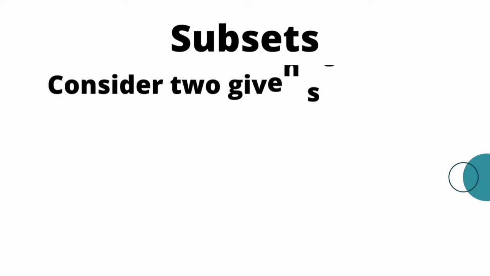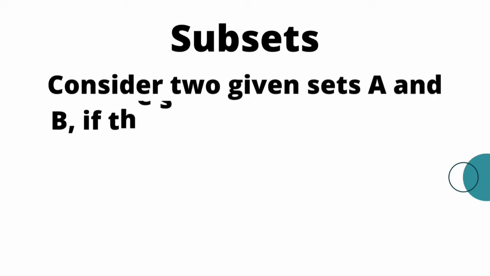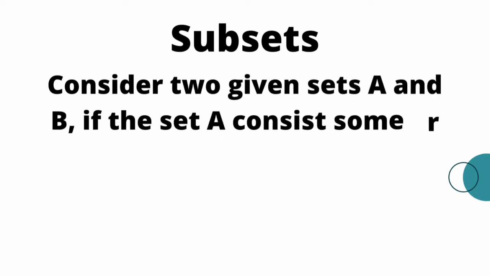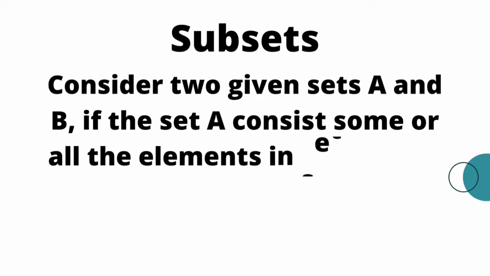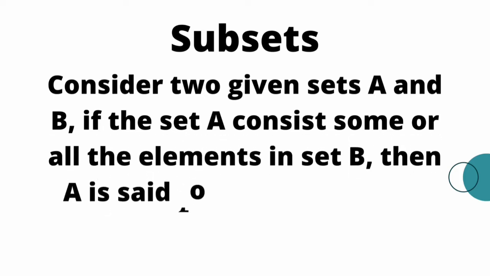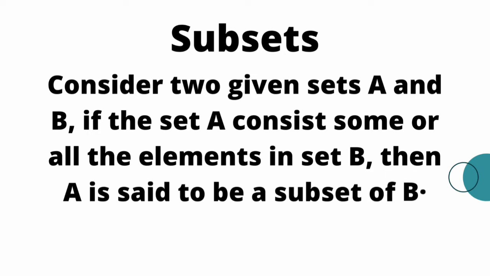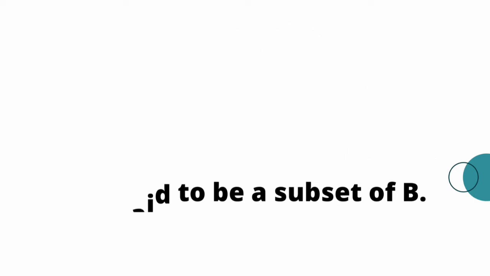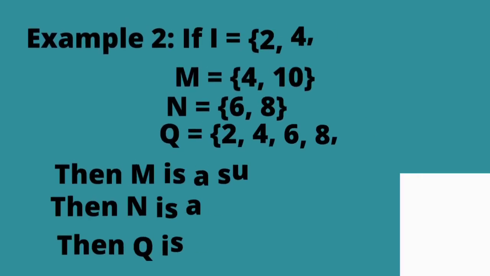Subsets. Consider two given sets A and B. If the set A consists of some or all the elements in set B, then A is said to be a subset of B. Example 2.